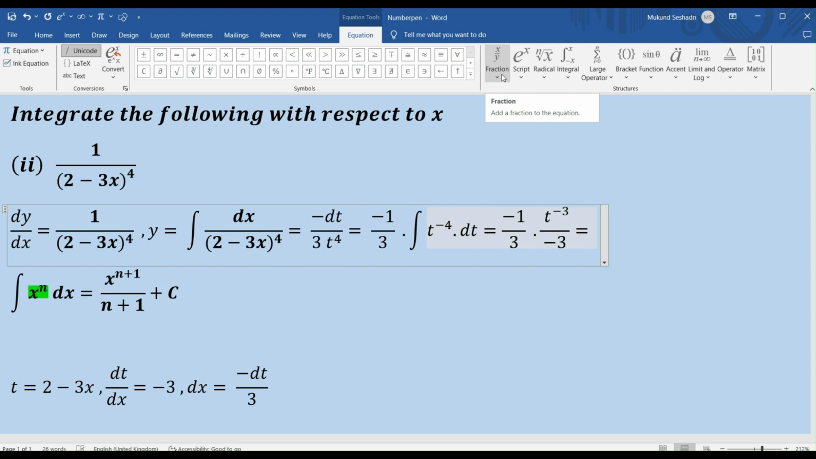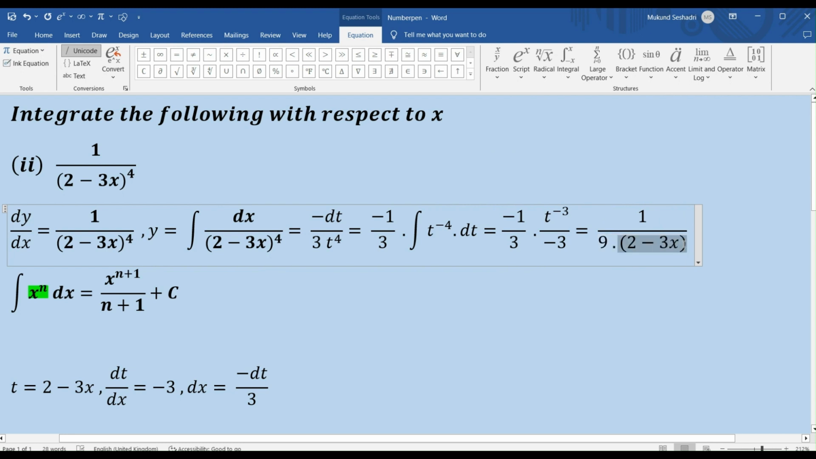But then I have my answer in terms of t, and like we've solved many problems in differential calculus, the expectation here is to leave the final answer in terms of x, right? So I put back my t, which is 2 minus 3x, the whole power minus 3, which I'm going to write like this, right? 1 divided by 9 times, put it in the denominator like how it was represented in the question. 1 divided by 9 times (2 minus 3x) the whole power 3, right?